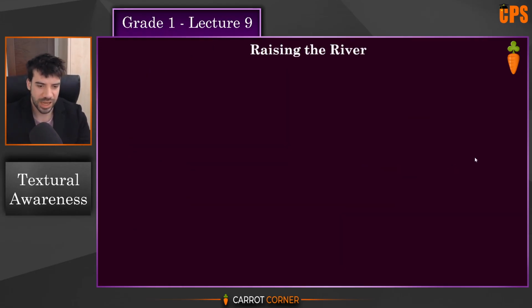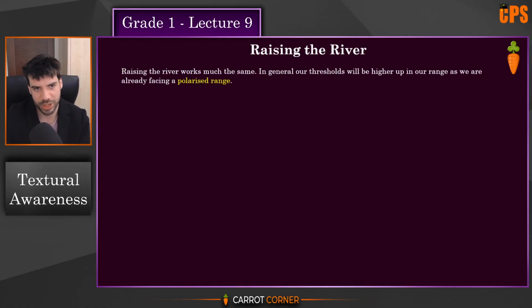Before we wrap up for today, I'd like to touch on Raising the River. There'll be a lot more of this in grade 2, but for now, let's suffice to say that Raising the River works much the same as betting. There's a polarized range. In general, though, our thresholds are going to be higher up. We're going to have more standards about blockers for bluffing. We're going to need to have a better hand for value raising. Why? Because we're already facing an aggressive action from villain that polarizes villain's own range.